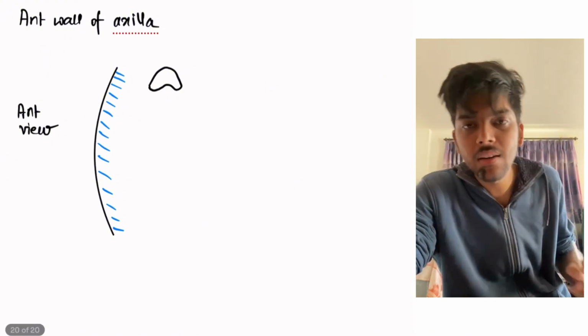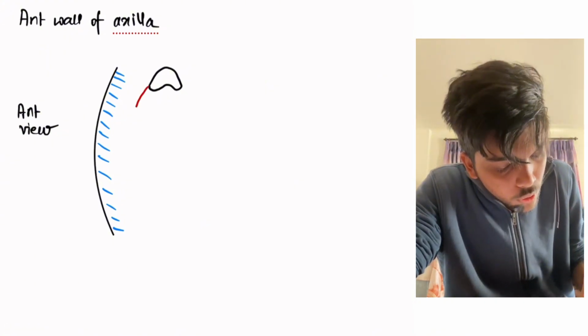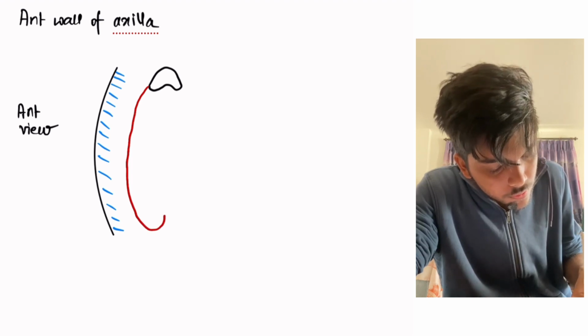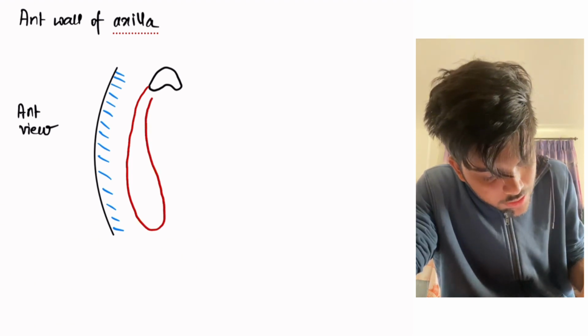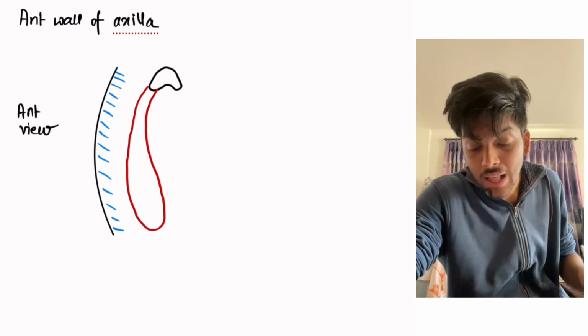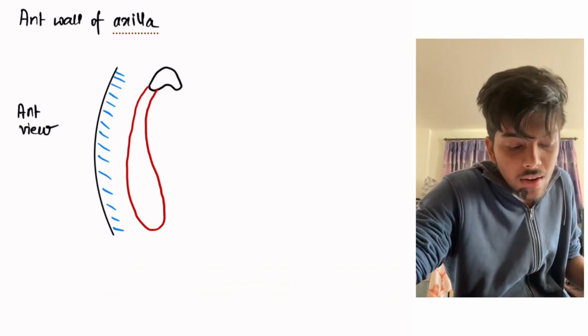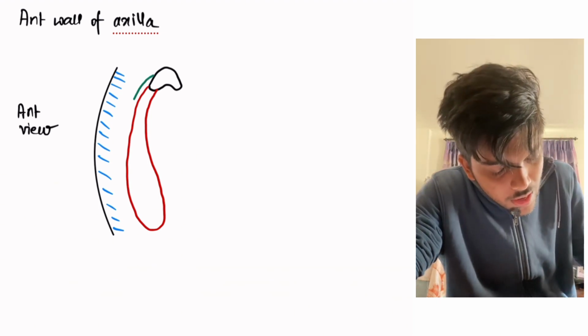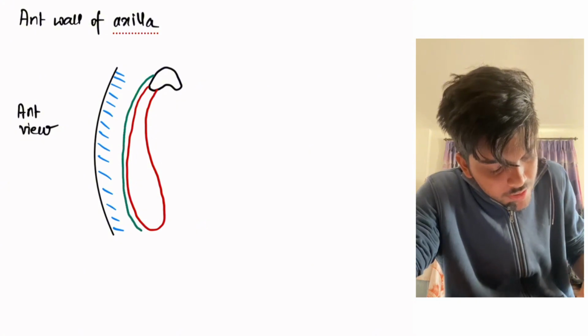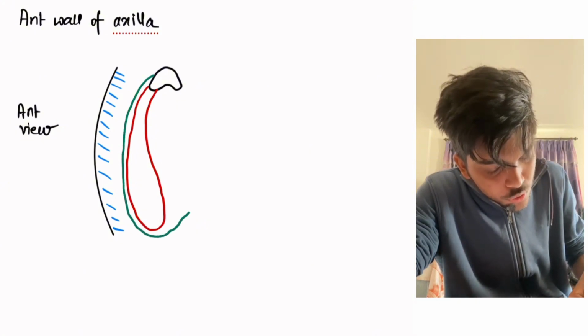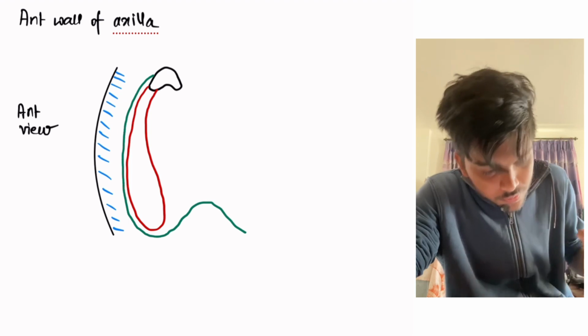The clavicle is attached with the pectoralis major muscle. Here's the pectoralis major muscle. The pectoralis major muscle is covered by the pectoralis fascia, which is also called the deep fascia, which extends to form the axillary fascia.